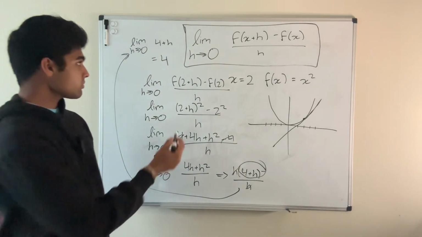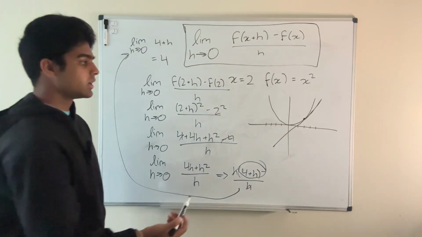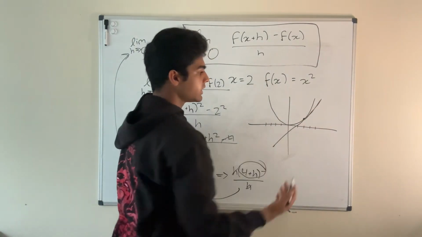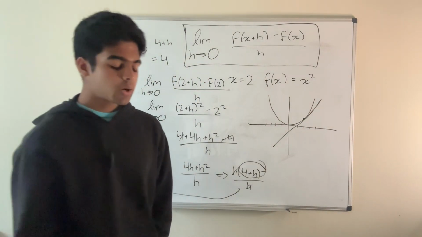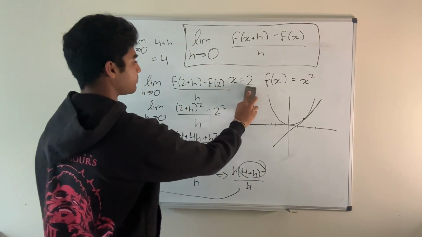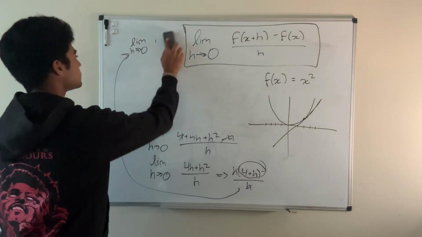So the derivative of x squared at x equals 2 is 4. So what does that mean? That means that the slope of this tangent line right here is going to be 4. Now we can also do this just regularly. We don't have to have this x equals 2 specified.